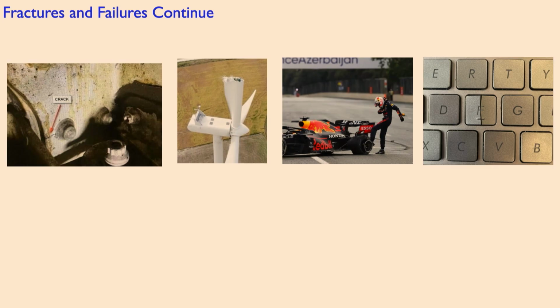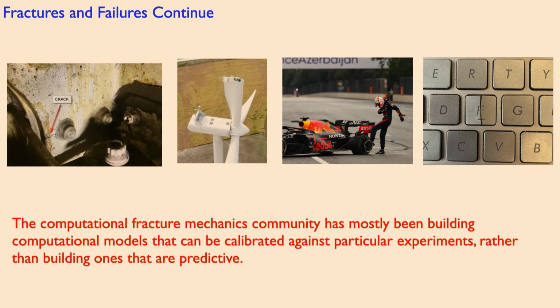But the point is that these are all problems where cracks didn't exist from the beginning, right? They just appeared, okay? And so either our tools and methods and codes are not being used properly, or they're not terribly predictive, right? And I would argue that one of the issues is that we have mostly been building models that can be calibrated against particular experiments, right? Give us the experiment, tell us what happened, we can reproduce it. We'll figure out a way to do that, okay? Rather than building models that are actually predictive, okay? So I'll try to get at why that might be the case today.